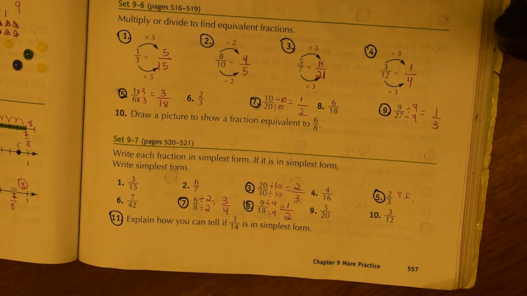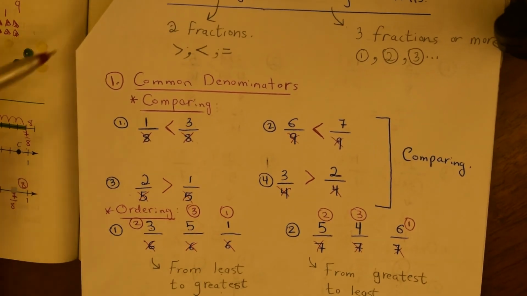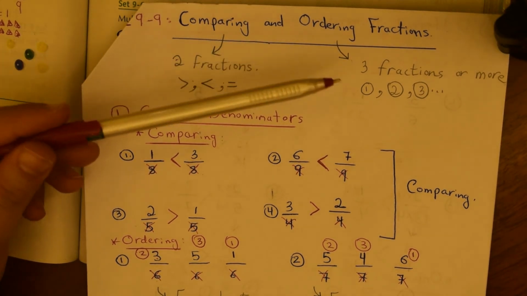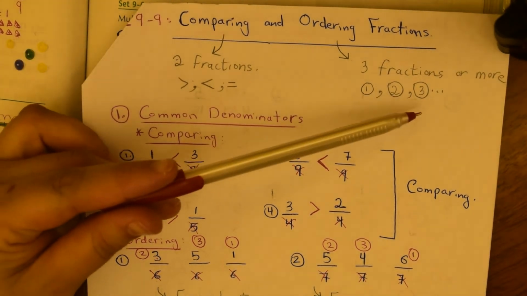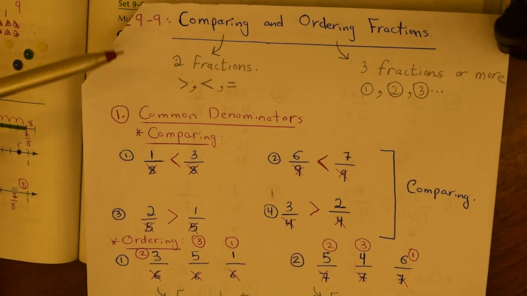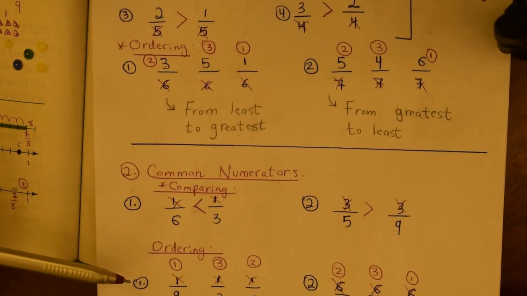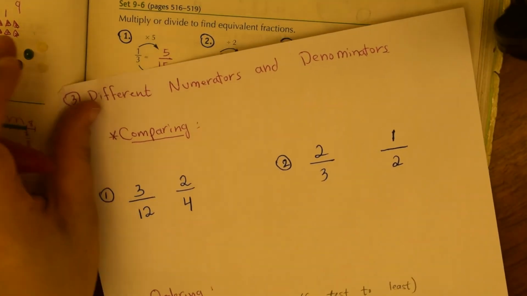Okay, now we will revise lesson 9, comparing and ordering fractions. Okay, we said before that comparing I will use when I have only 2 fractions, and ordering when I have 3 or more fractions. So for the ordering I will say this is the first, second and third, and for comparing I will use the symbols greater than, smaller than or equal. So for this lesson I will compare and order when I have common denominators, when I have common numerators, and when I have different numerators and denominators.